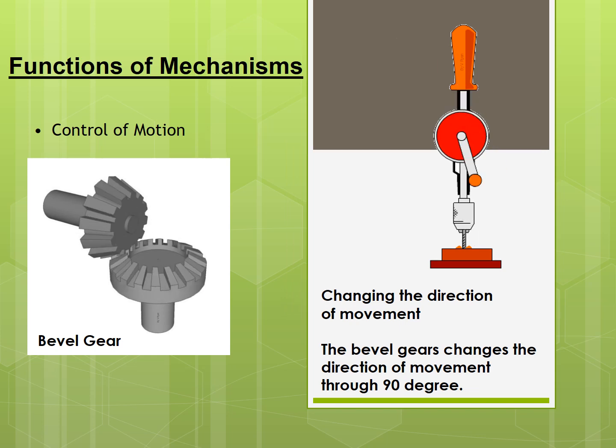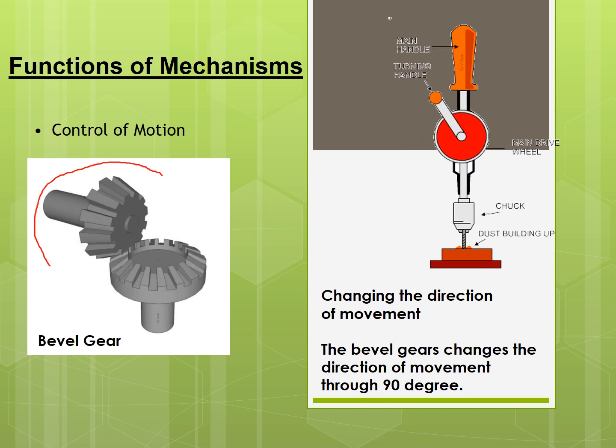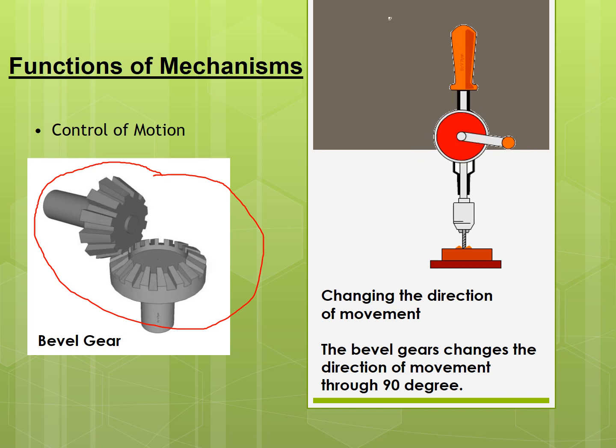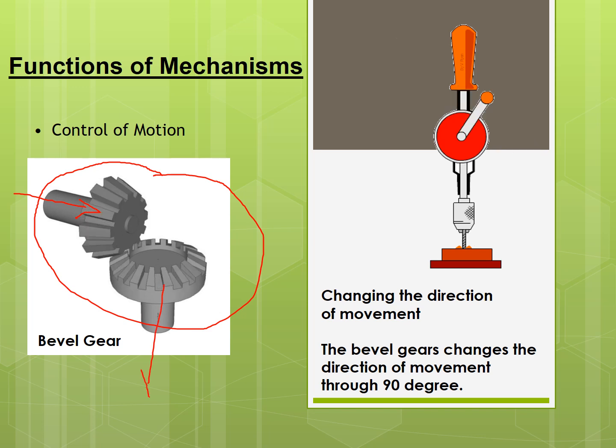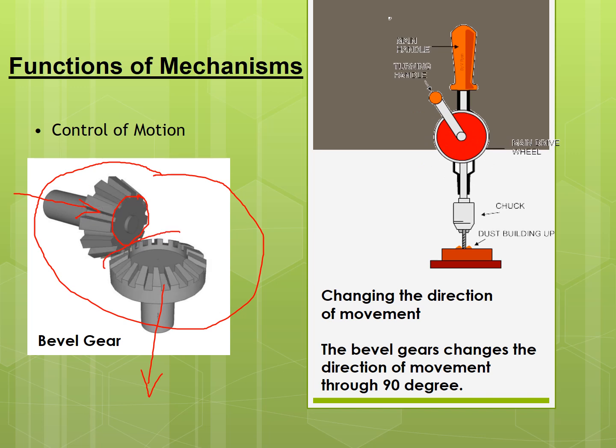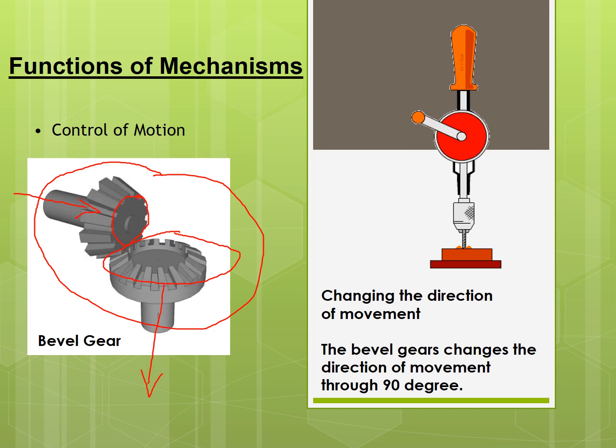Next, we look into another function of mechanism, which is the control of motion. In this case, this example down here talks about the speed that has been changed. Imagine if this is the input, and this is the output. And if the size of this is much smaller than the one at the output, what you will see is the speed at the output will be much reduced. So in other words, the mechanism can be used to change the speed of the system.